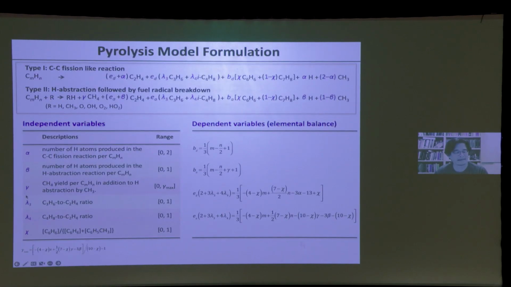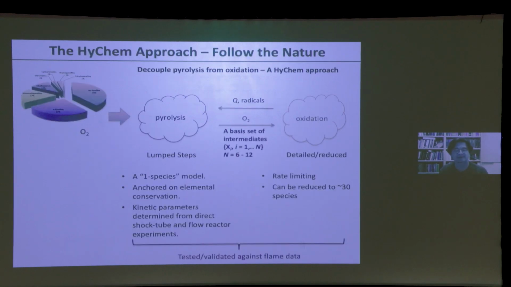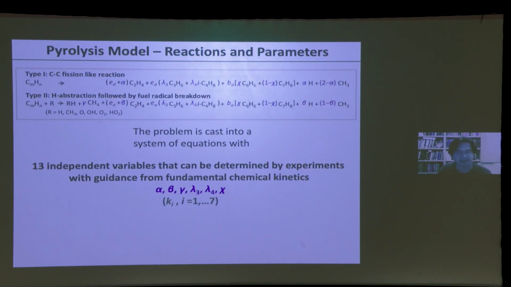We have 6 stoichiometric coefficients. And for radicals of H, methyl, OOH, O2H, O2, 6 of them plus 1 more. So we have 7 rate constants and 6 stoichiometric coefficients to determine from experiments. Okay. We do not use flame data or global combustion properties to fix those parameters. We only measure the species concentration to determine the model parameters. Then we test and validate the resulting model against the global combustion properties, flames, and shock tube. All right. So the problem is cast essentially into 13 independent variables that are to be determined by fundamental experiments.